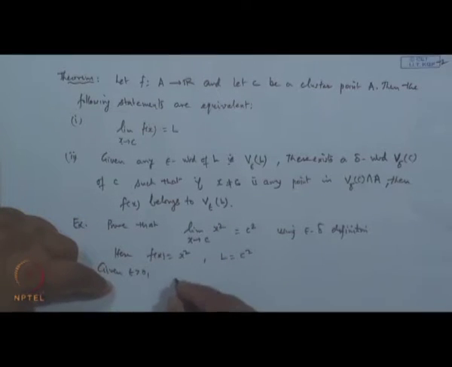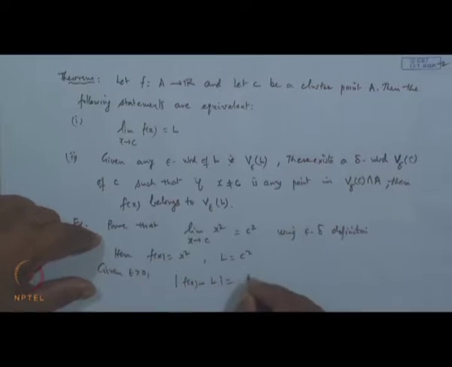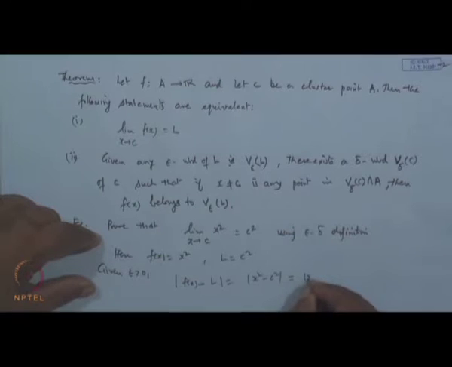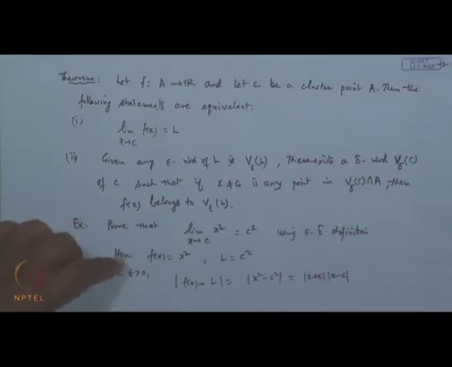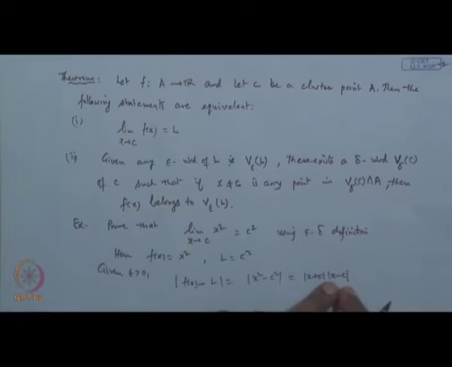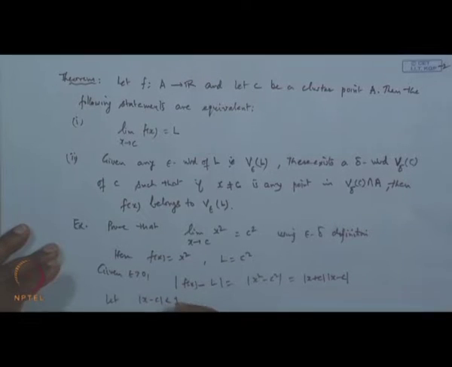So, what is f(x) minus L? f(x) minus L, L means c square, that is equal to x square minus c square. Basically, this is (x plus c) into (x minus c). Now, when we take x sufficiently close to c, then the limit of this must be c square. How close x is to c means any number which is less than 1 we can choose. So, let us take mod x minus c less than 1 first.